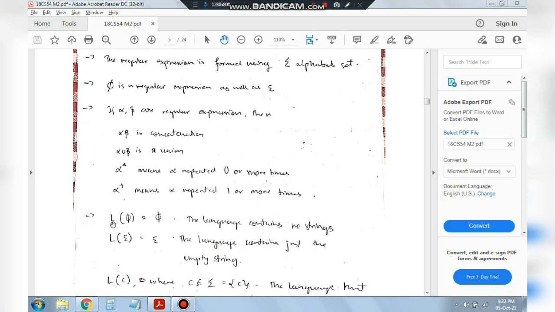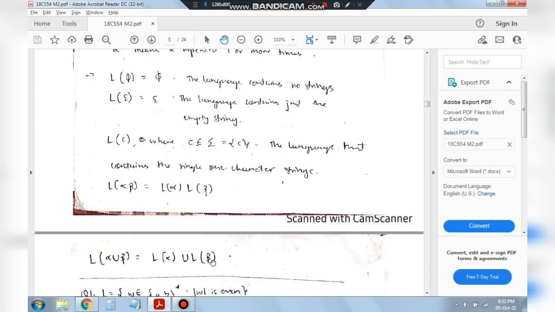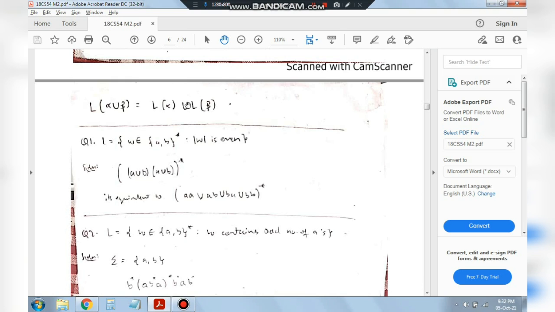Moving on, the language of null is the set of null, and for epsilon we have epsilon. That means it defines a language that has no strings, or just an empty string. If you have a symbol like C, C means a single letter, so the language contains the single one-character string, which is C. If you have AB, you can write it separately; both will be equal, and union can also be written separately.